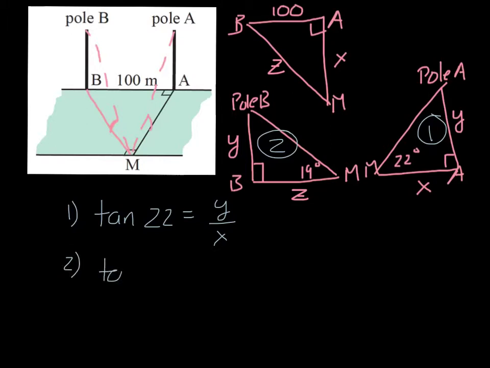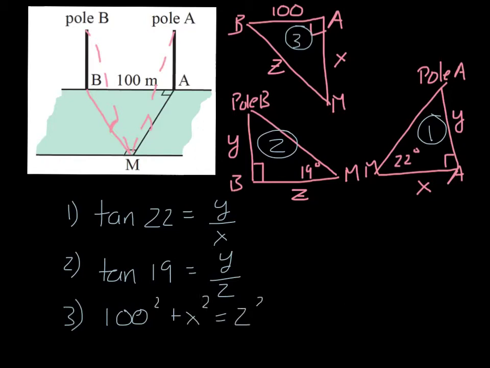Right, and hopefully you can see that tan of 19 is equal to y over z. And I have one more triangle, this triangle up here, which we'll call triangle 3. And I can write an equation here, and I'm actually not going to use a trig function, I'm going to use the Pythagorean theorem. And you'll notice that I have the two sides here and the hypotenuse. So we're going to write that out as 100 squared plus x squared equals z squared.